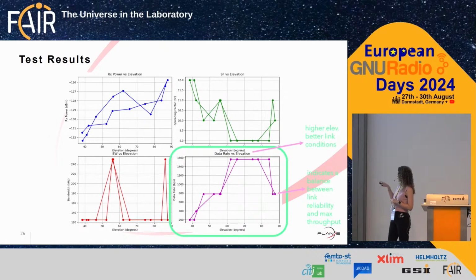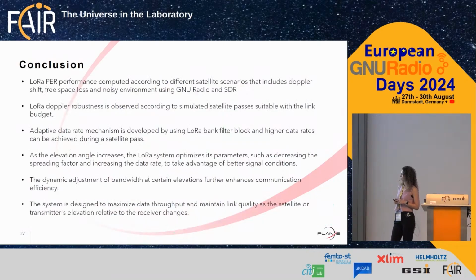And there is a reduction in the 90-degree elevation. It indicates a balance between reliability and maximum throughput. And our conclusions are, we see LoRa packet error rate performance computed according to different satellite scenarios.